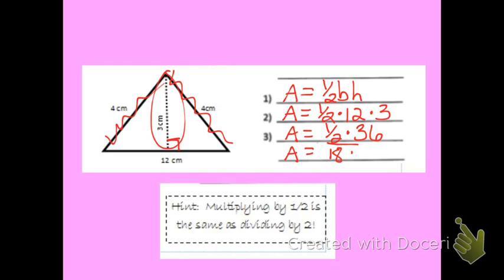And it's in centimeters. Is it plain centimeters or squared centimeters? Squared, always. Even though it's a triangle, don't let that fool you. We're still finding area. 18 centimeters squared. All right, questions on that one?